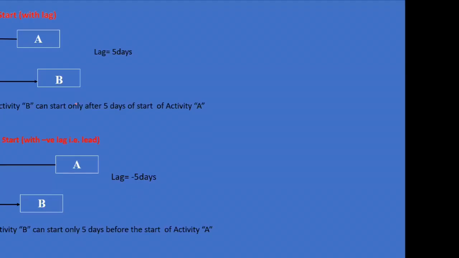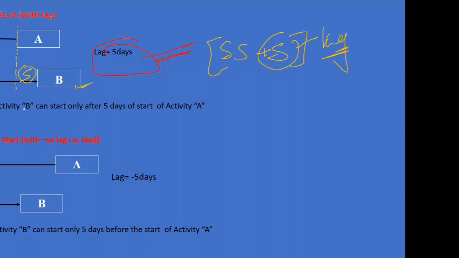Now, this is a concept of lag. What is this lag? Earlier, we were starting A and B parallelly like this, so we said we have a start to start relationship. Now I have pushed this B activity 5 days after. That means instead of starting B at the same point, I am now pushing this B activity a bit later, 5 days. So now this is start to start plus 5. And here this 5 is what? This is lag.